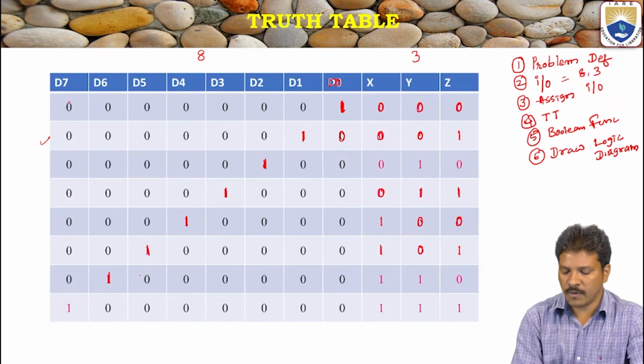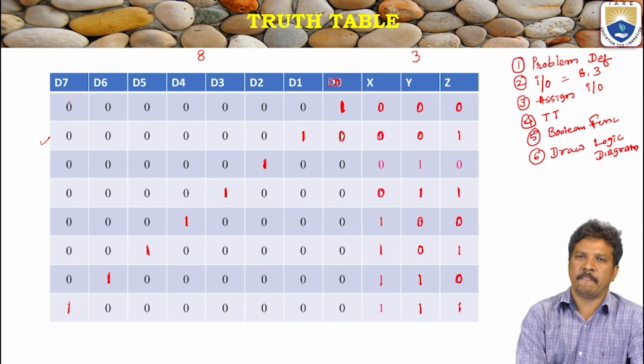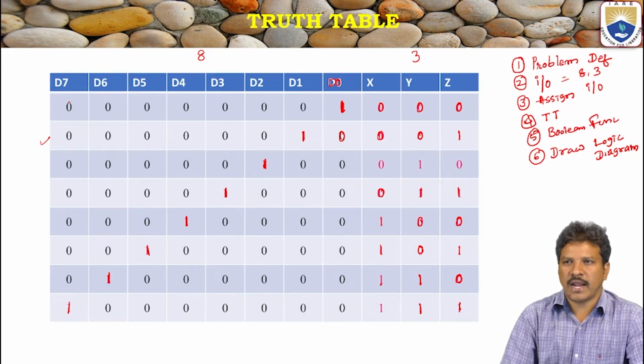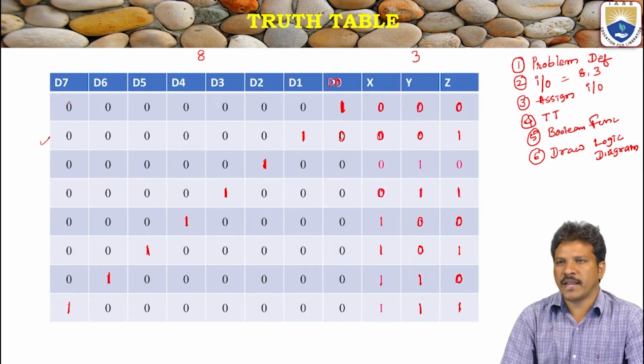D6 is the only active and the output is 110. And D7 is active, its corresponding output is 111. In this way, we can make the truth table. For 8 combinations of inputs, only one input is active at a time, and we get its corresponding binary conversion or encoding as its output.